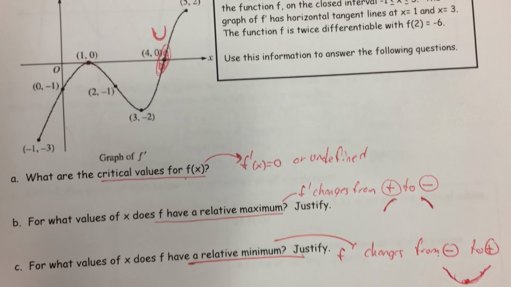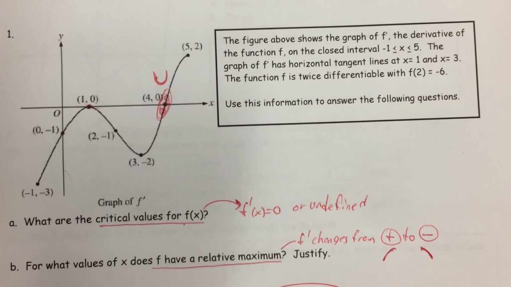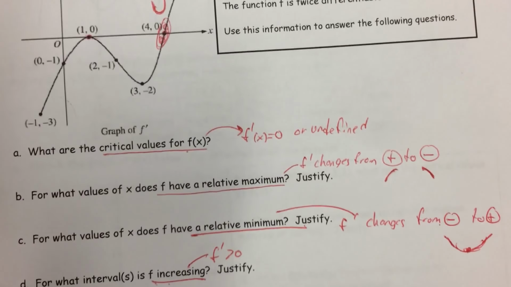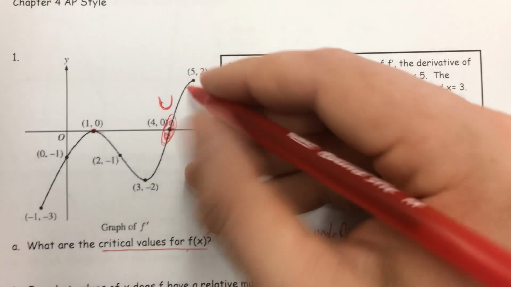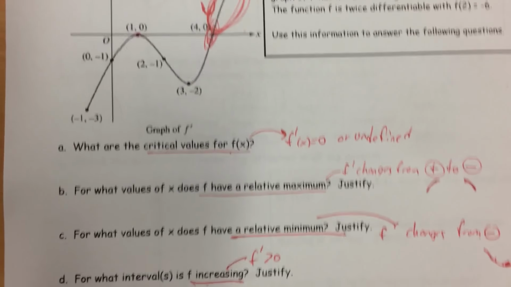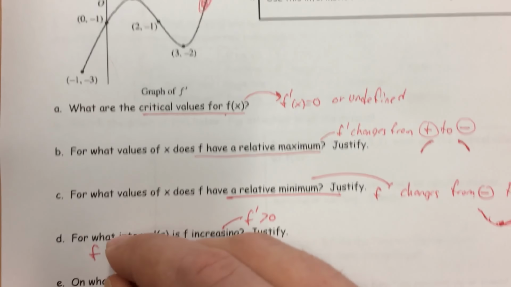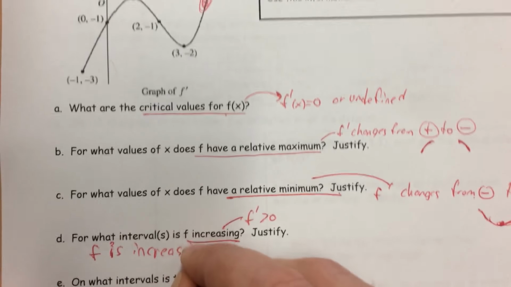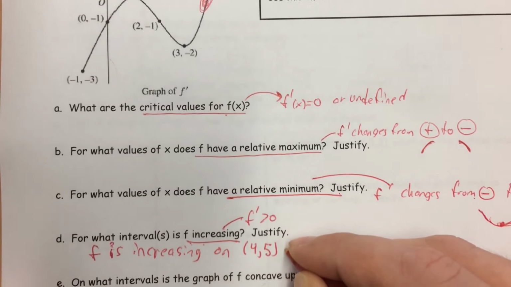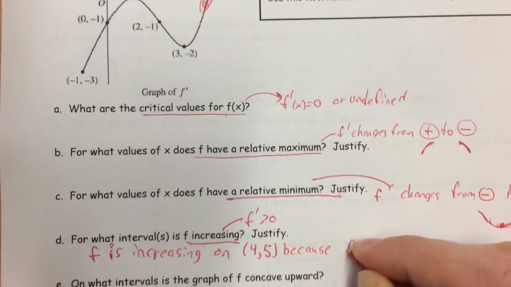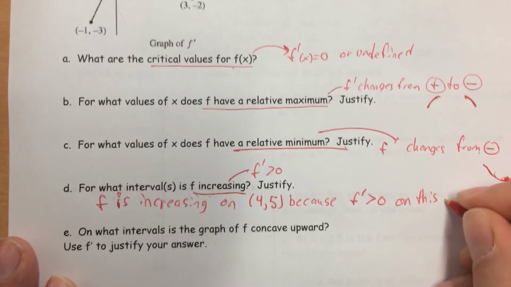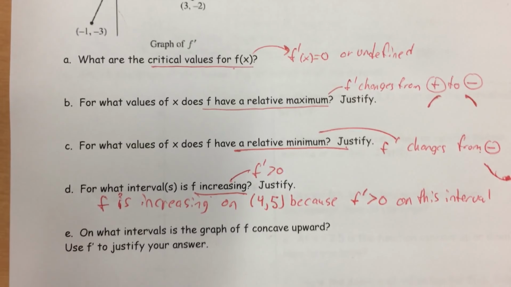Where is f increasing? F is increasing when f prime is greater than 0. Let's look at how we would write this sentence. F is increasing when f prime is positive. F prime is positive only on this interval between x is 4 and x is 5. So let's see how we write this. F is increasing on the interval from 4 to 5 because f prime is positive on this interval. It's the only place f prime is positive.